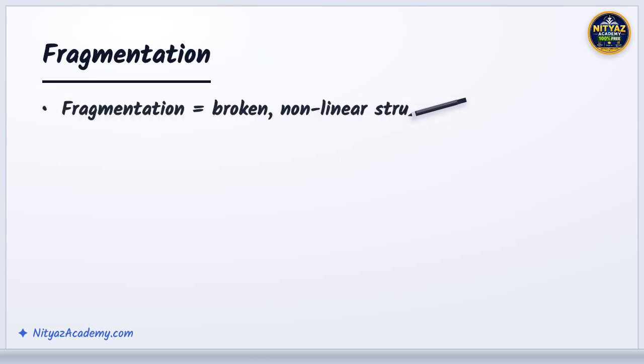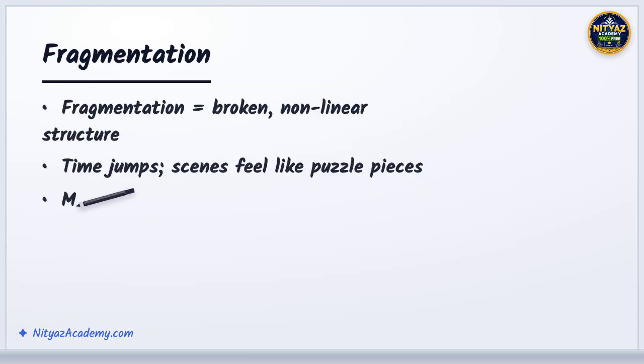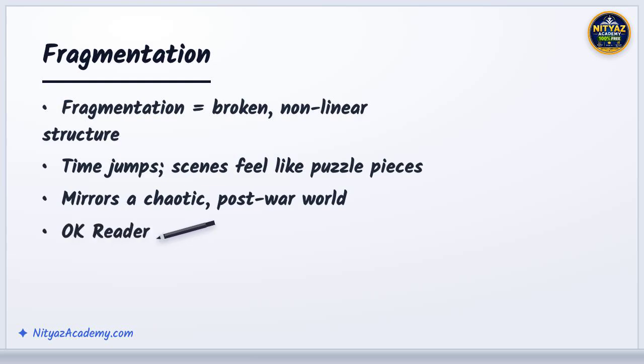Modernism often uses fragmentation, breaking a story into pieces that don't follow a straight line. Time jumps around, and scenes can feel like scattered puzzle pieces. This mirrors the broken post-war world the modernists lived in. The structure asks more of you. Instead of being handed a tidy plot, you assemble meaning yourself. That active reading is exactly what these writers intended.